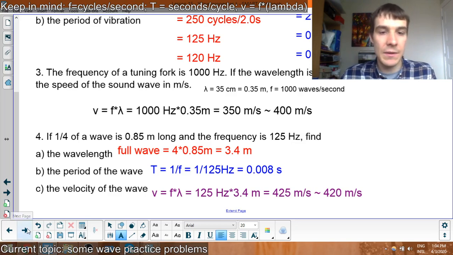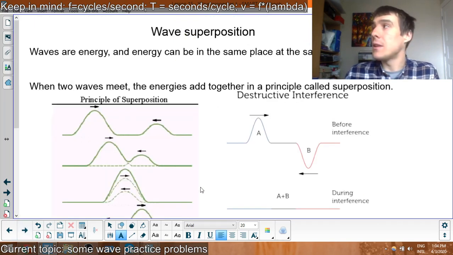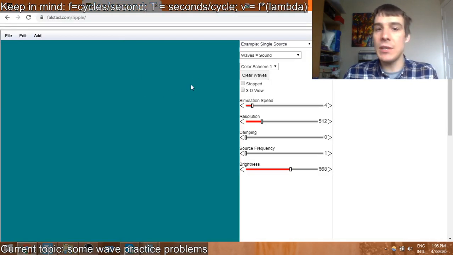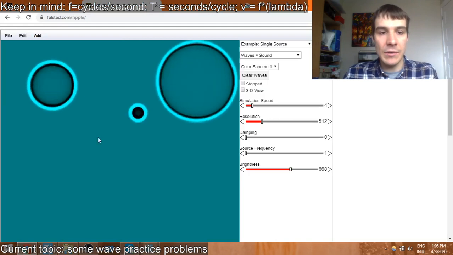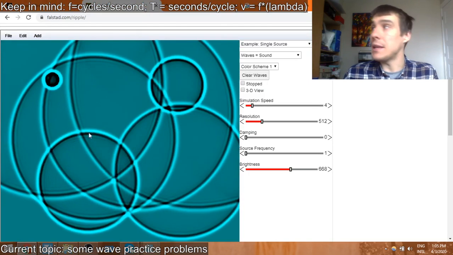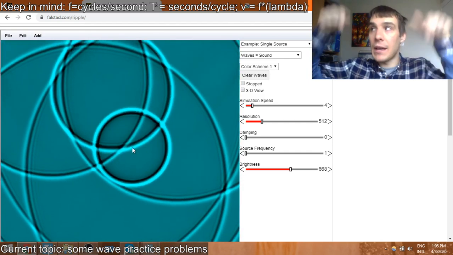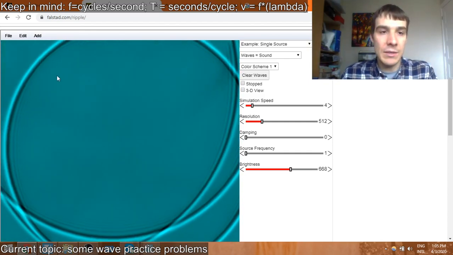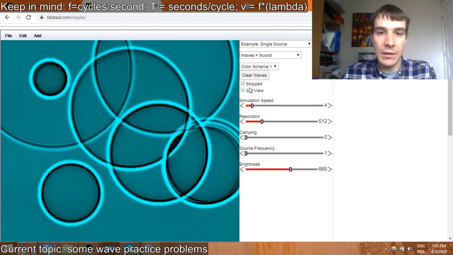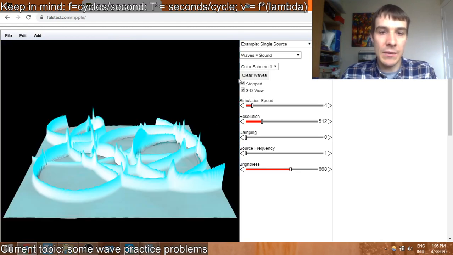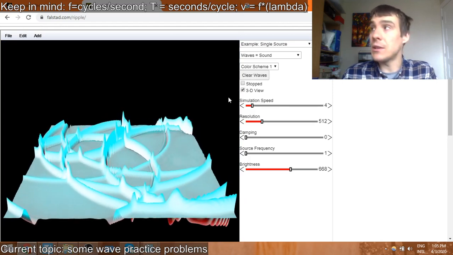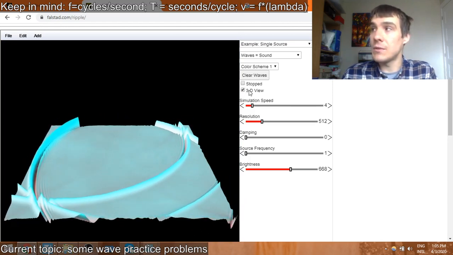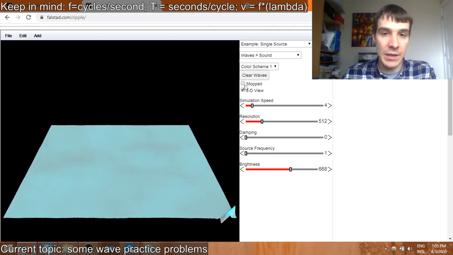Next up, we're talking about interference, wave superposition. I'm going to talk about this in Monday's class, so I'm just going to stop it here. But the important piece here is because it's energy, it'll move right through itself. So notice these ripples that I'm making on this ripple tank, which of course I'm going to have a link to down here. They just move right through each other. And I can go to a 3D view and you'll see them moving right through each other. They don't even see each other being there.